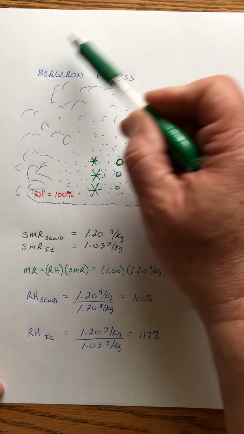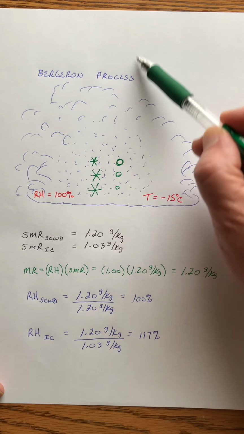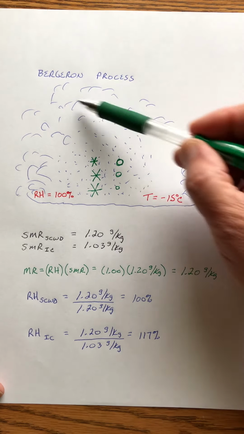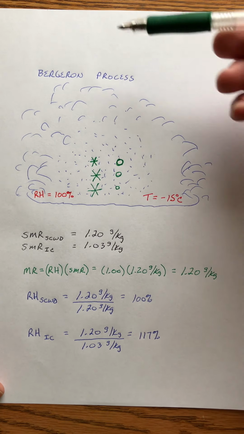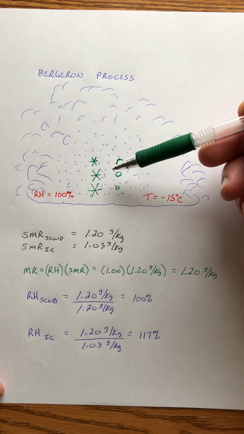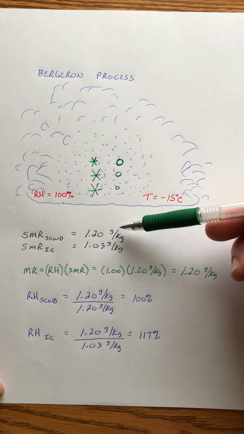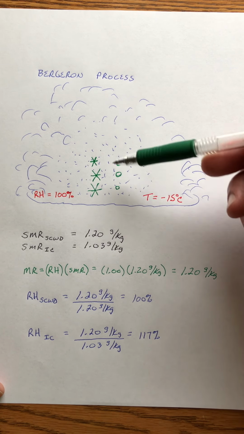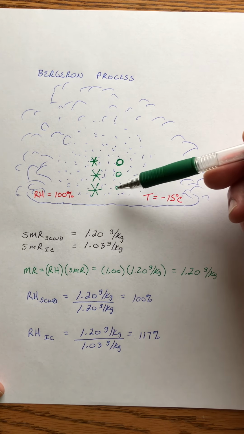Okay, and so oftentimes at the top of a cumulonimbus cloud, you'll have ice crystals, snowflakes, and as those snowflakes fall through the cloud, it encounters an above freezing portion of the cloud, or when it falls out the cloud base, the snowflake is going to melt into a raindrop.